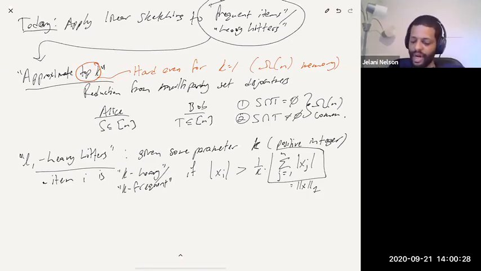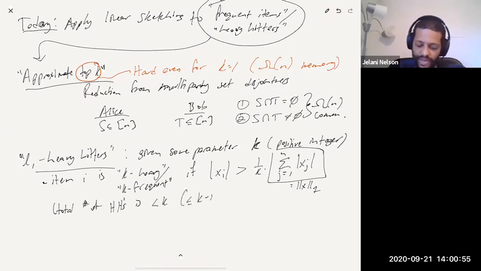How many items can possibly be this heavy? Less than K, right? Because you're saying that this item's contribution to the L1 norm is more than a 1 over K fraction of the total mass. How many items can be more than a 1 over K fraction? Less than K. So the total number of heavy hitters is less than K. It's at most K minus 1, right?